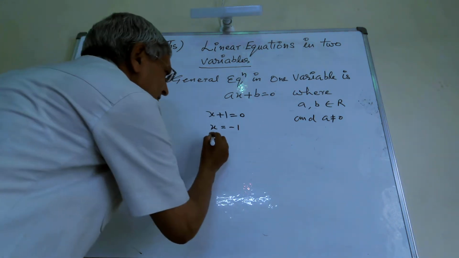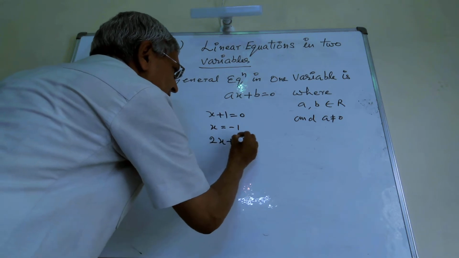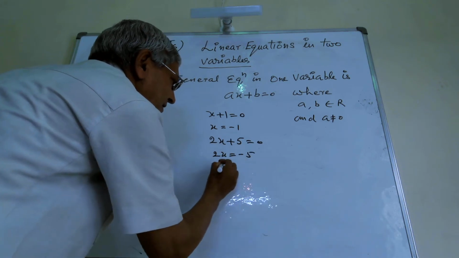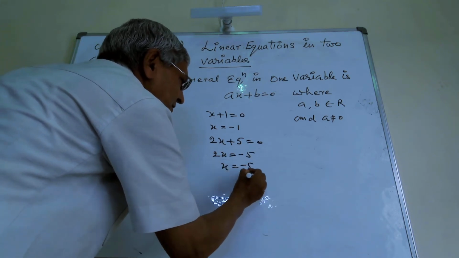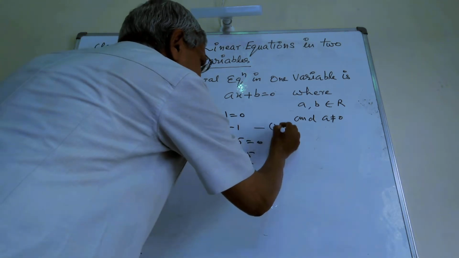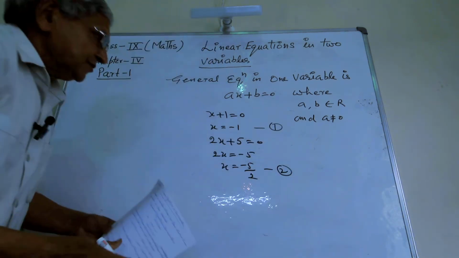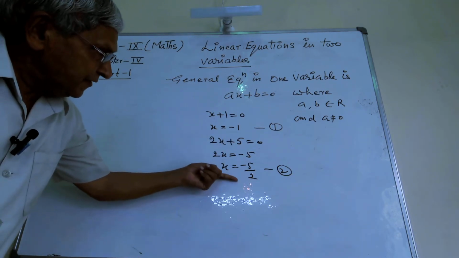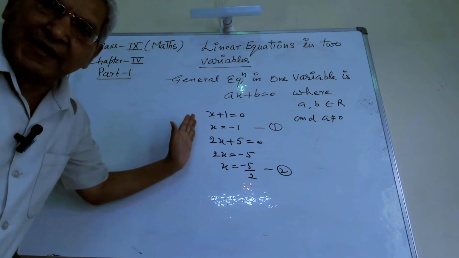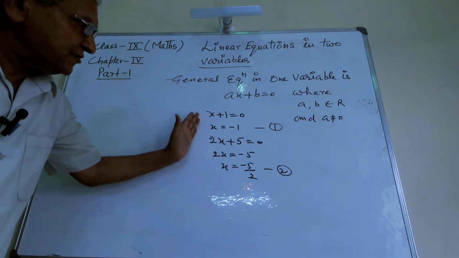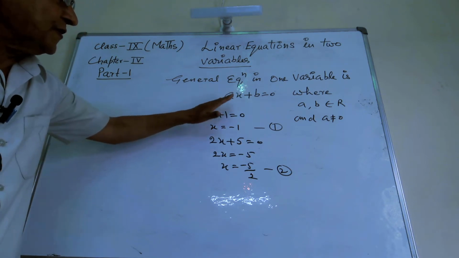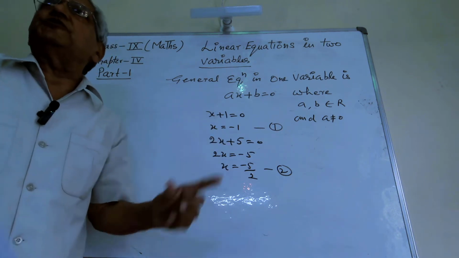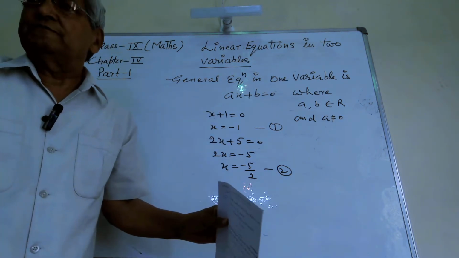In the same way, 2x plus 5 is equal to 0, 2x is equal to minus 5 and x is equal to minus 5 by 2. This is the only solution of this equation. This equation is also a linear equation in one variable and it has only one value. So by these examples, the concept of linear equation in one variable is clear. It has a unique solution.